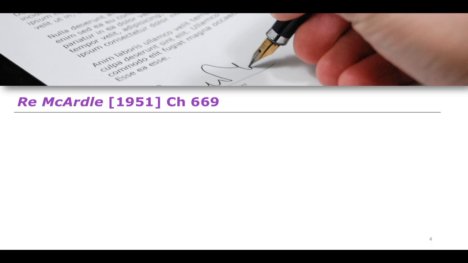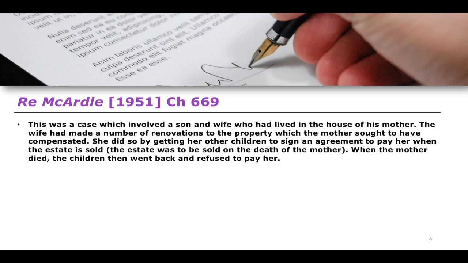Let's look at some cases to illustrate this point. The case of Re McCardle from 1951 illustrates this point quite nicely. It was a case which involved a son and a wife who had lived in the house of his mother. So the mother was the mother of the son, and the daughter-in-law of the mother as well, the wife of the son.